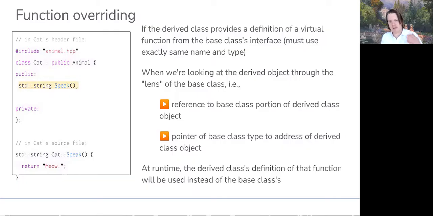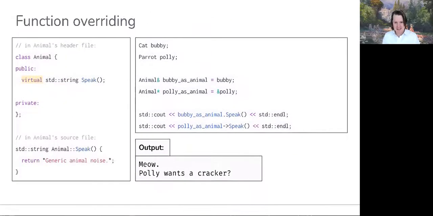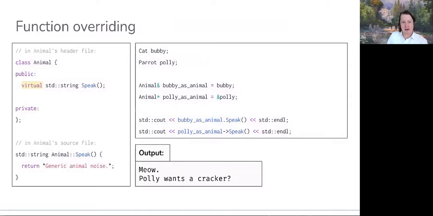So if the derived class provides a definition of a virtual function from the base class's interface, and again, it must use exactly the same name and return type, when we're looking at the derived object through the lens of the base class, so a reference to the base class portion of the derived object or a pointer of the base class type to the address of the derived class object, at runtime, the runtime system will use the derived class's definition of that function instead of the base class's. So what happens here? Just by tagging speak in the base class as a virtual function, the compiler knows that if an object of the derived type, such as a cat or a parrot, is being looked at through the lens of the base class, well, I should check and see if that type defines speak, and if it does, I'm going to use it in place of the base class's speak.